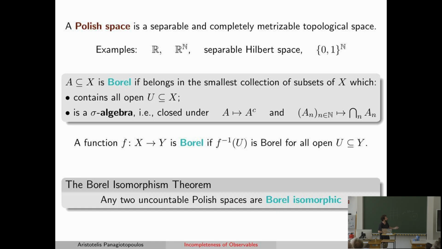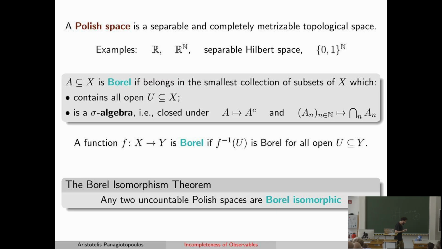So examples of Polish spaces are the reals, but of course you can take the reals and take countably many copies, right? So later, for example, we may have countably many observables, and we want to place them together in one observable. We can do that and maintain that the range is a Polish space. A separable Hilbert space is a Polish space. The Cantor space is a Polish space.